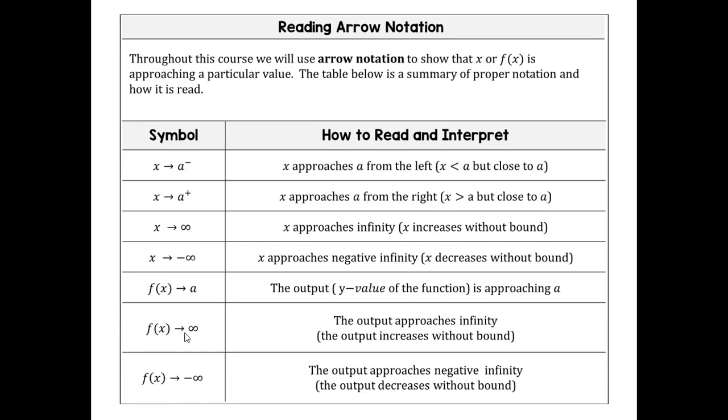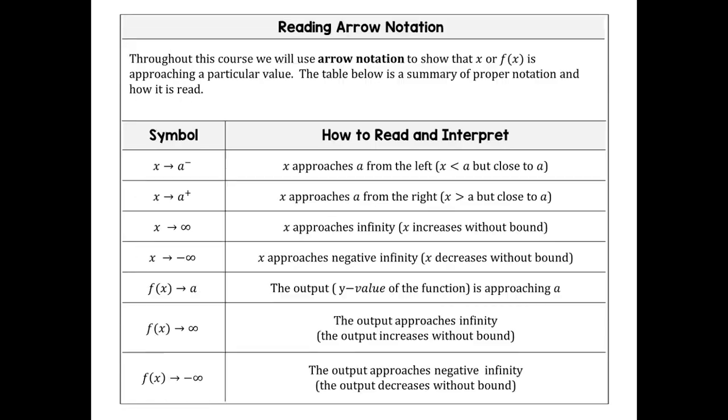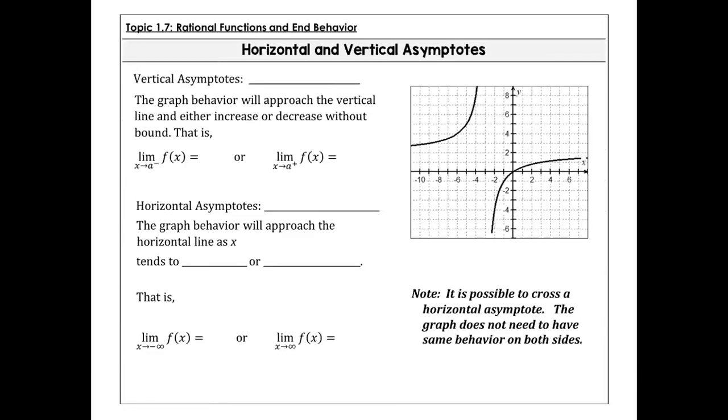Here it says F of X approaches infinity. This is where you're describing your end behavior, right? Or your value of your Y. Y is either forever going up or forever going down. And that's what we're describing in there, okay? All right, so with that being said, we're now going to move into our horizontal and vertical asymptotes, okay?